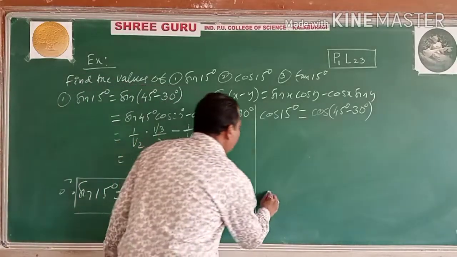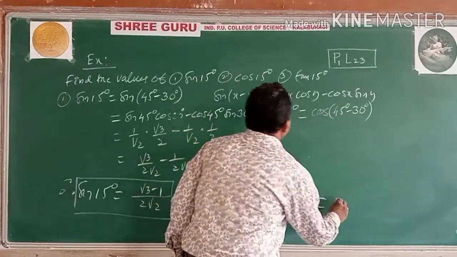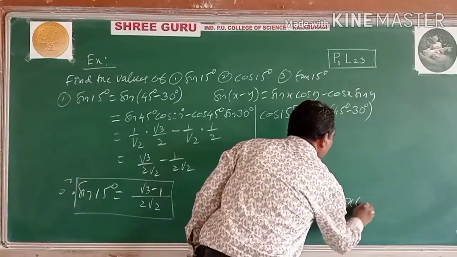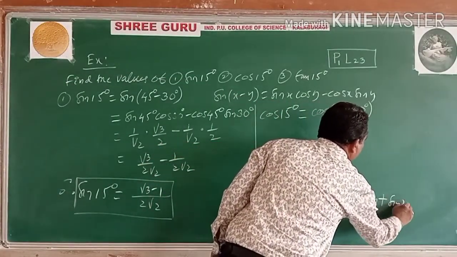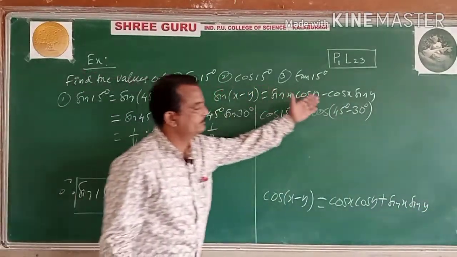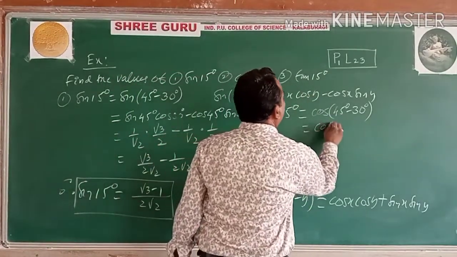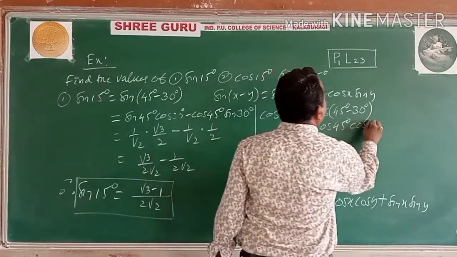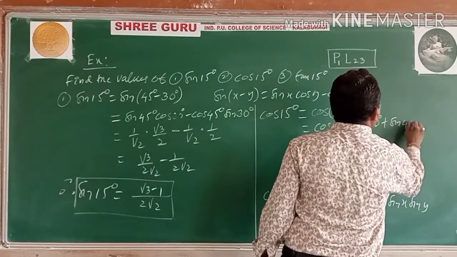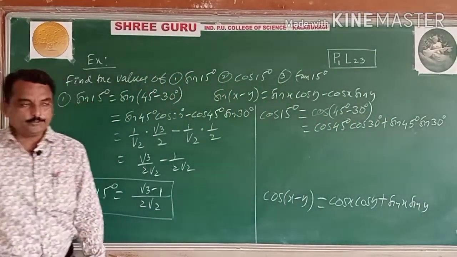So you know, students, what is cos of x minus y? You know very well, cos of x minus y is equal to cos x cos y plus sin x sin y. For cos, opposite sign; for sin, same sign. You remember it like that. Then next, cos 45 cos 30 plus sin 45 sin 30.